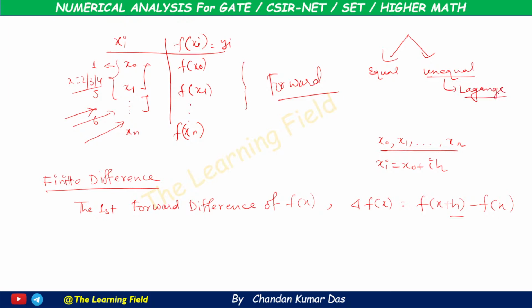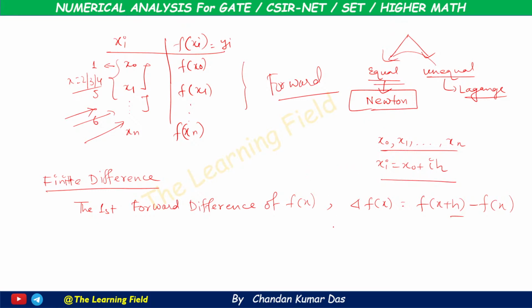In the unequal case we already discussed the Lagrange interpolation. There is a theorem that the Lagrange interpolation exists and is unique. That means in case of unequal subintervals or equal length subintervals, in both cases the Lagrange interpolation exists and is unique. For the equal interval case we discuss the Newton forward and backward interpolation. That's why we can write xi equal to x0 plus i into h.